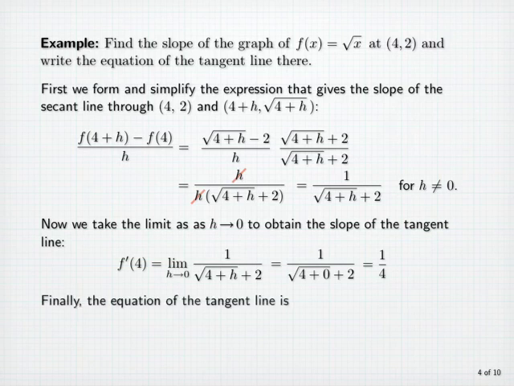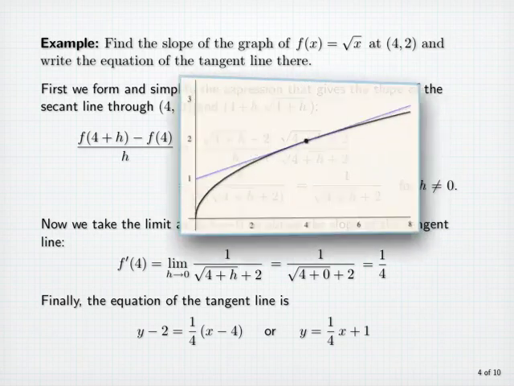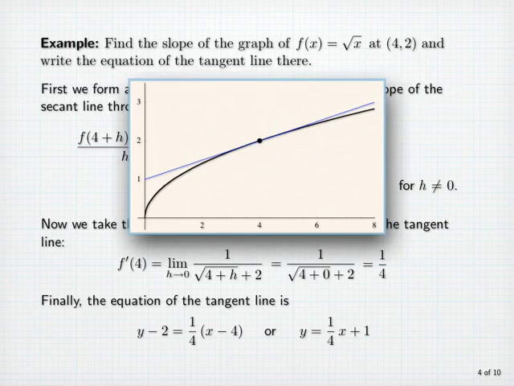Finally, the equation of the tangent line is y - 2 equals 1/4 times (x - 4), or if you prefer, y equals 1/4 x + 1. Here's a picture showing what we've found. You see the graph of the square root function, as well as the tangent line at the point (4, 2).